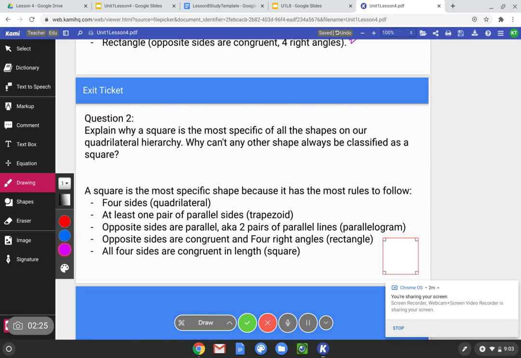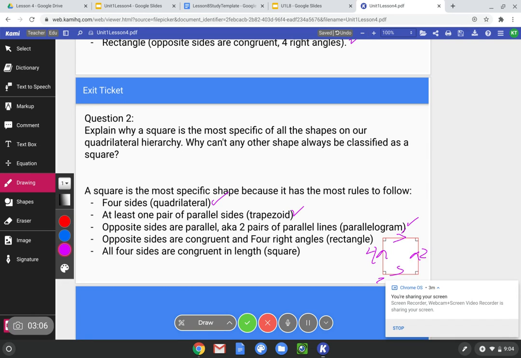Explain why a square is the most specific of all the shapes on our quadrilateral hierarchy. Why can't any other shape always be classified as a square? So a square is the most specific shape because it has the most rules to follow. It must be a quadrilateral, 1, 2, 3, 4, quadrilateral. It must have at least one pair of parallel sides, trapezoid. It must have another one, so it must have 2 pairs of parallel lines. So it must be a parallelogram.